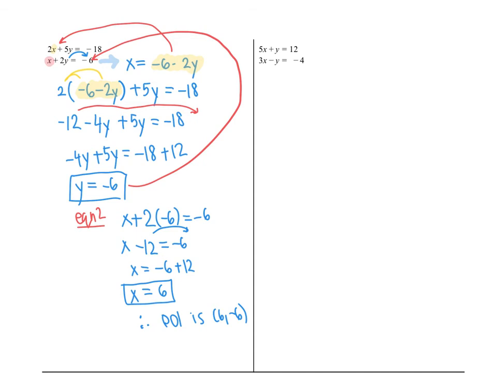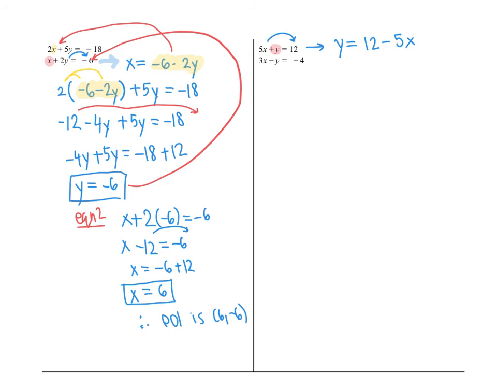For the next one, again, it will require some isolation on our part. So again, we want to choose the variable that has a coefficient of 1. We can choose either y, but +1 is the easiest. So if I'm choosing this, I'm going to bring the 5x to the other side. So y equals 12 subtract 5x.